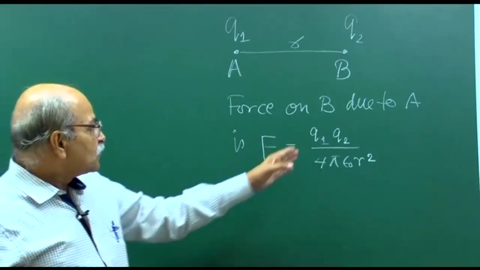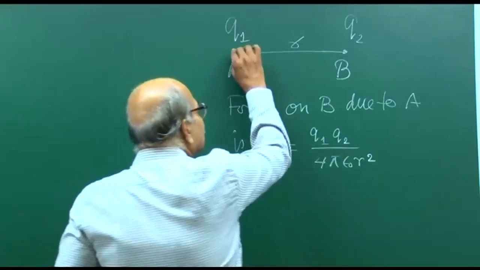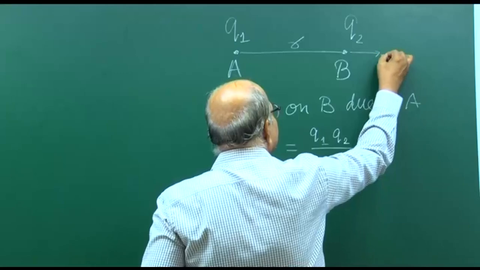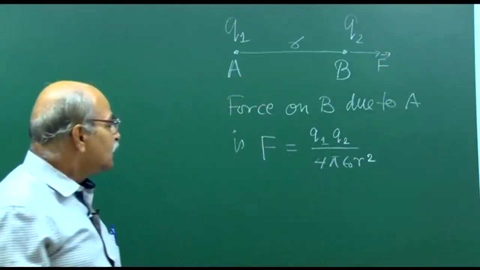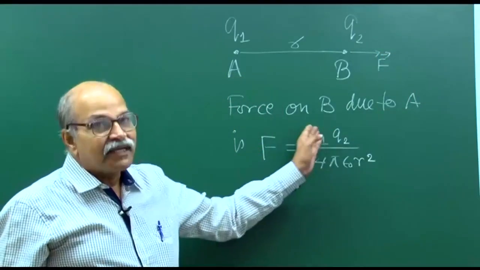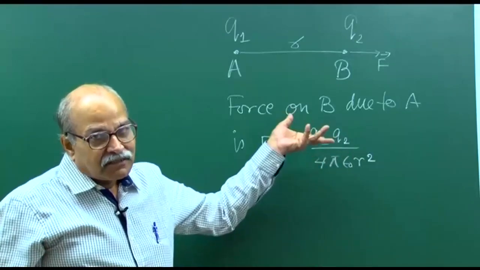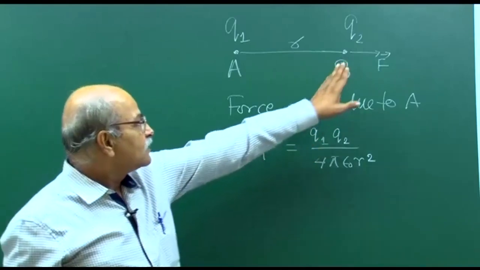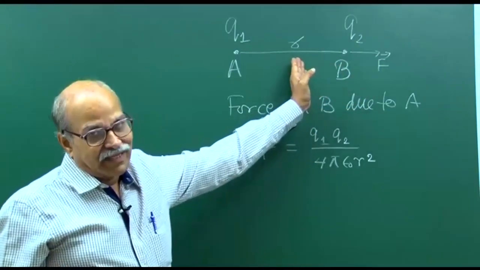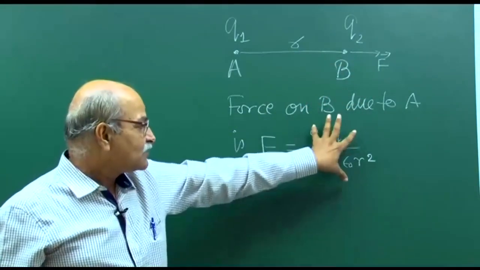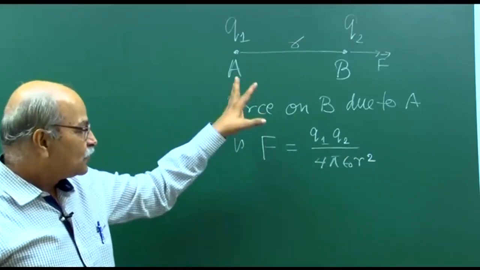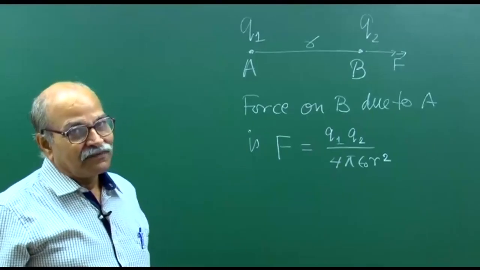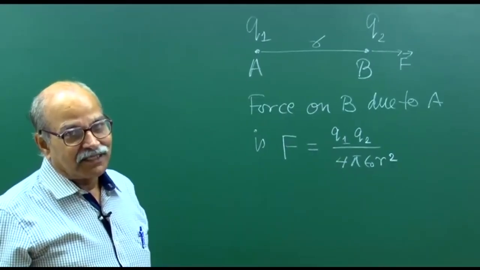And the direction of force on B will be away from A. In that case, it will be away from A. So, this will be the direction of this force. If this product is negative, one is a positive charge, another is a negative charge, then the direction will be towards A and the magnitude will be just the magnitude of this. So, that is known as Coulomb's law. Everyone knows that is the starting point of any chapter on electrostatics.